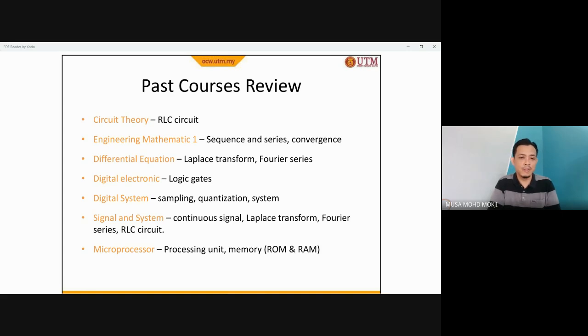We're not going to do any RLC circuit anymore, but we're going to compare something with those RLC. So no worry. There will be no test, exam, or assignment on the RLC circuit. But we need to know what is the difference. What is the connection? And this is very important.